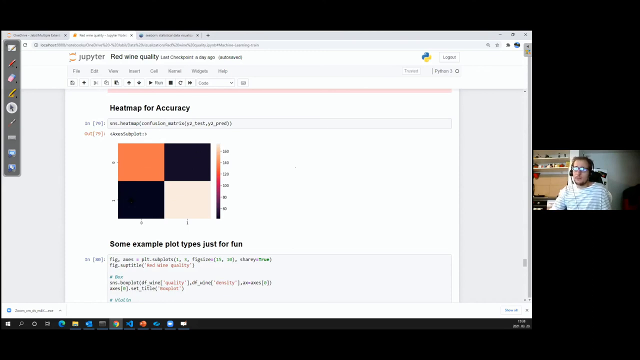Or we predicted the opposite, so it's predicted it will be good, but it happens to be a bad wine. This is usually, in this case, the worst scenario. But as you see, because it's black, there is nothing here. Because the black color is the least value, we know that our model is really good. In this case, it's 100% accurate. So any wine you put in, mostly you will know that it's a good wine or a bad wine.